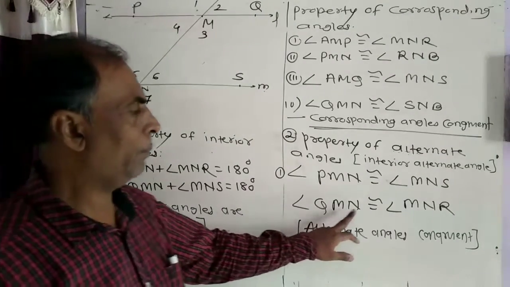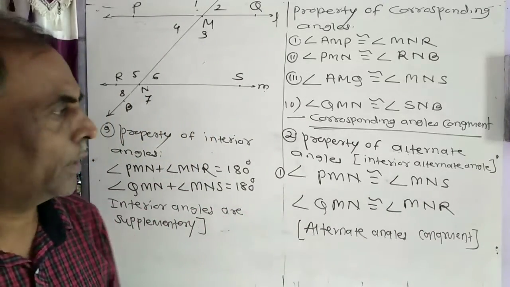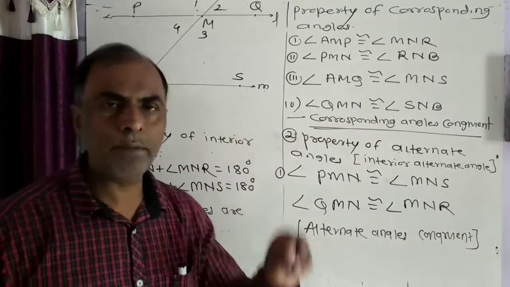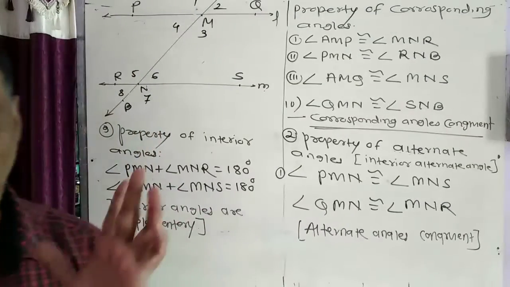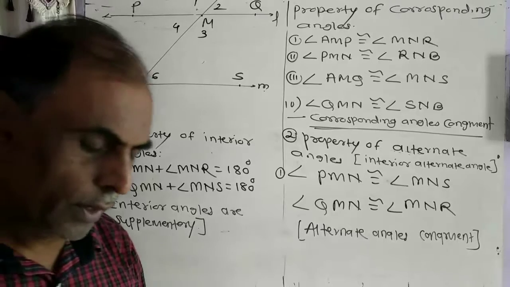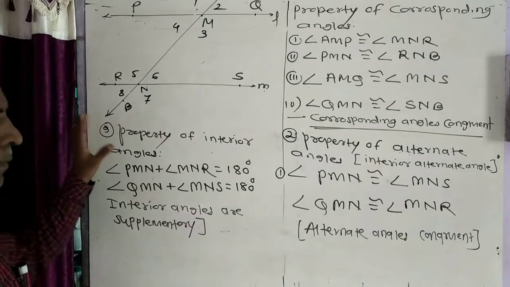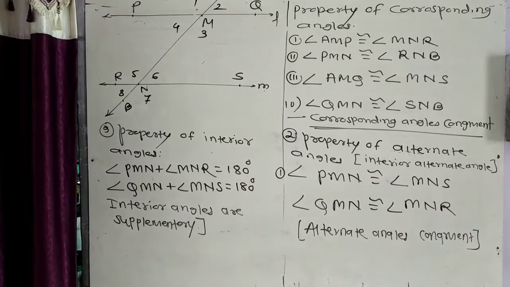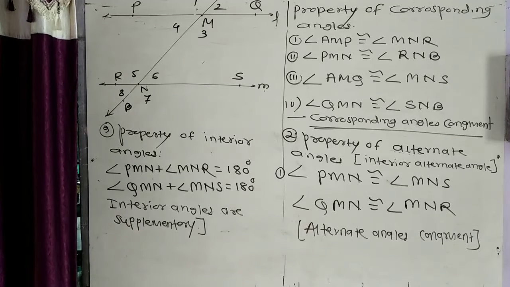Second pair, QMN congruent to MNR. So it is important that when two parallel lines are intersected by a transversal, then the two pairs of alternate angles are congruent. And the third property is the property of the interior angles. What is the property? Each pair of the interior angles formed by two parallel lines and their transversal is supplementary.